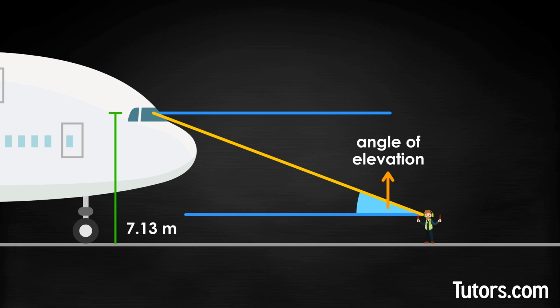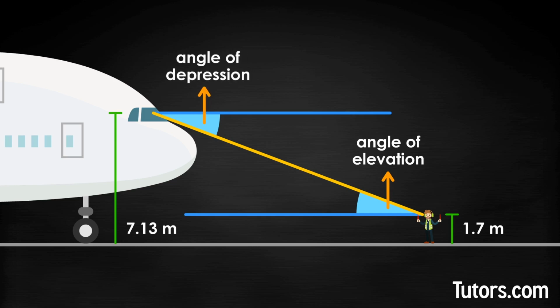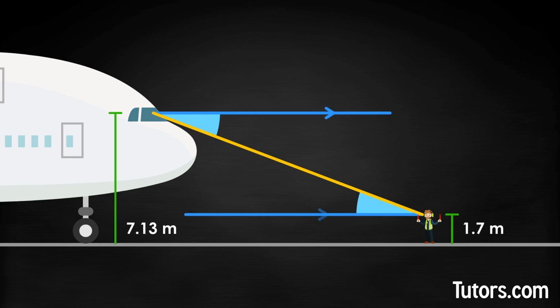For both people's viewpoints, the pilot's eyes in her cockpit seat 7.13 meters above the tarmac, and the ground crew member's eyes roughly 1.7 meters above the tarmac, both angles are the same. Take a look at the sketch. Notice the angle of depression is the same as the angle of elevation. Since the horizontal lines are parallel, this is a case of alternate interior angles created by a transversal, which is the line of sight cutting across two parallel lines, or the horizontal sight lines of each person.